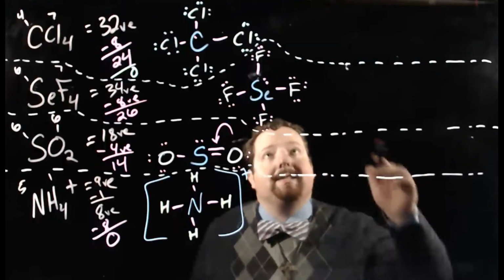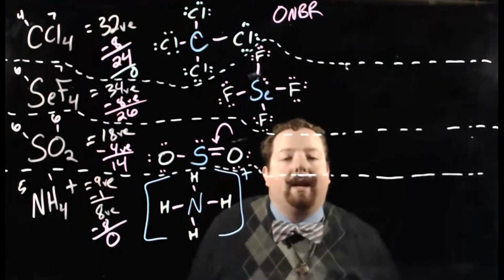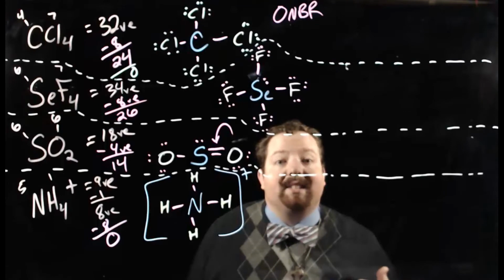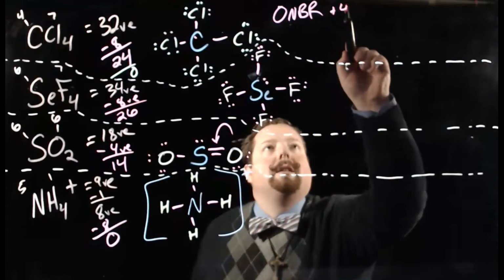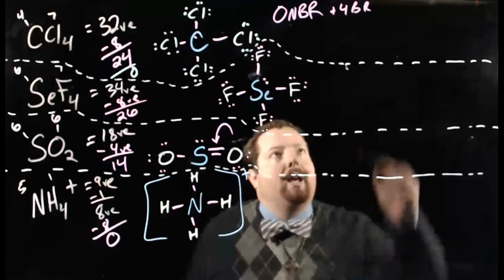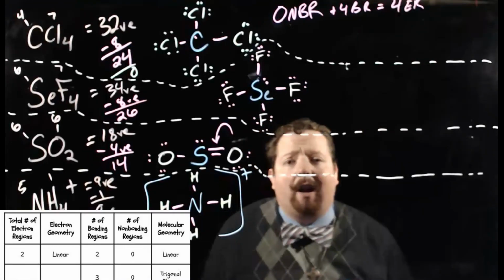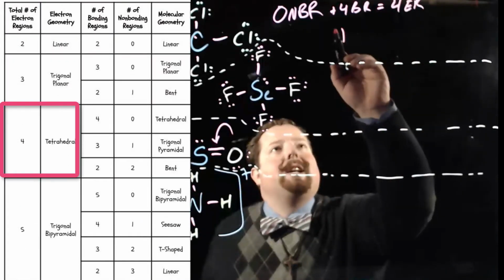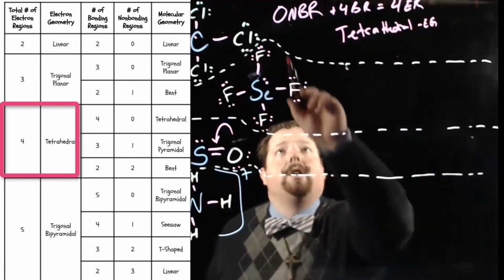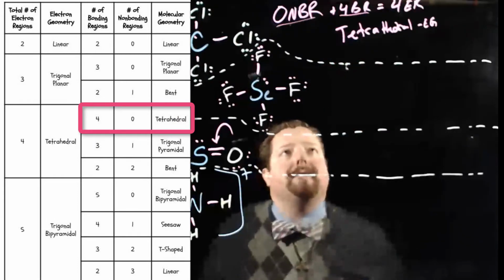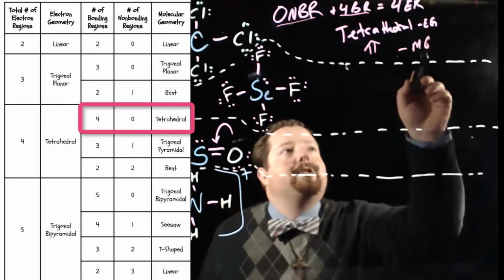Carbon has no lone pairs of electrons, so it is 0 non-bonding regions. And then our bonding regions is how many places have bonds around the carbon. So 1, 2, 3, 4. There's 4 bonding regions. We add those up, we have 4 electron regions. And if we look at our chart, 4 electron regions means it is tetrahedral for the electron geometry. And since there are no lone pairs in 4 bonding regions, then it is also tetrahedral for the molecular geometry.